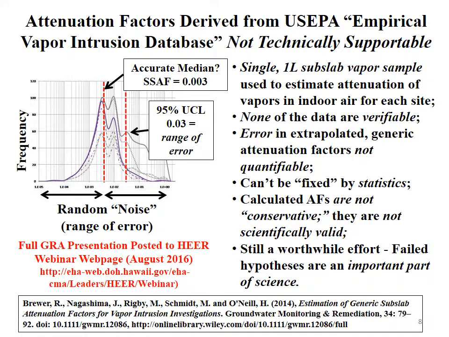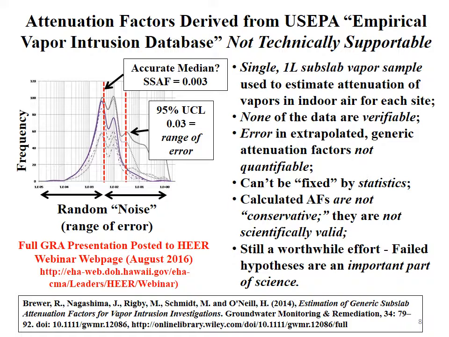This is a big issue that came up with USEPA's Empirical Vapor Intrusion Database. We published a paper on this. See the reference down at the bottom. In this case, the EPA staff compiled data for hundreds of homes and businesses across the U.S. where they looked at indoor air sample data, usually one sample of indoor air, and then they looked at a single sample, typically 1 liter of vapors beneath the building, and used that to estimate an attenuation factor of vapor intrusion into the building. The problem with this is that none of the vapor data are verifiable.